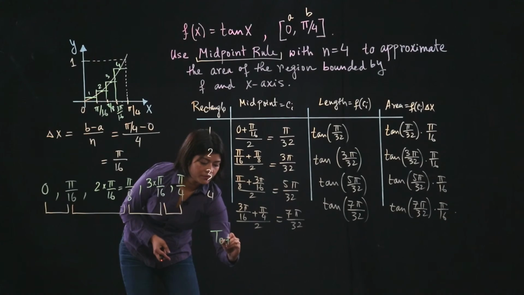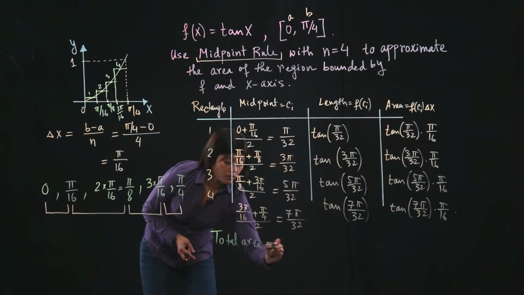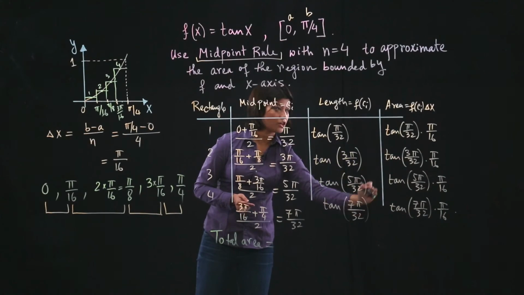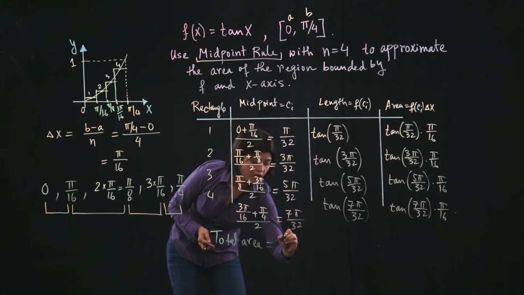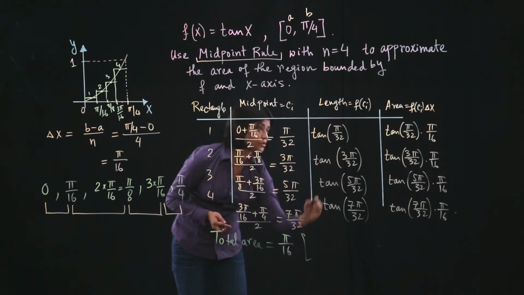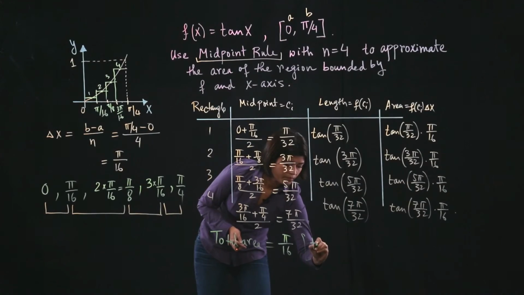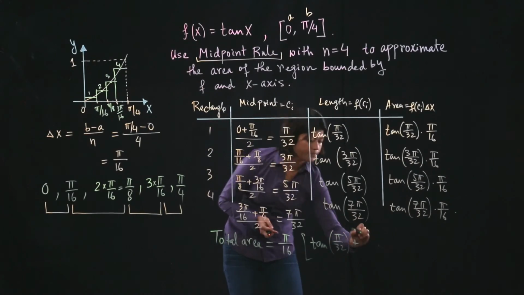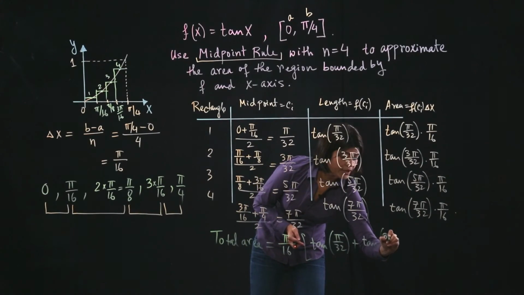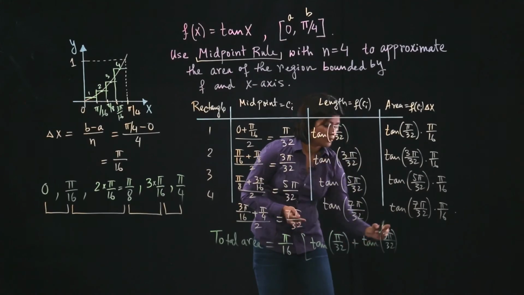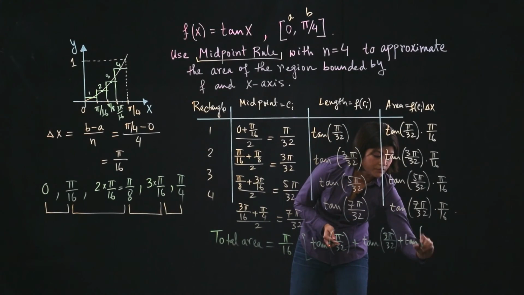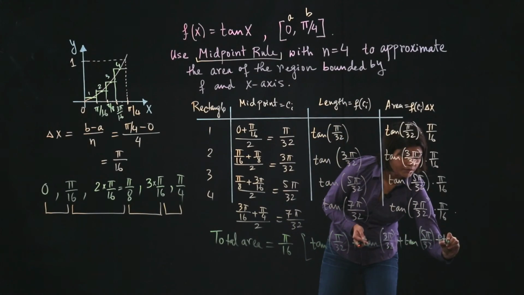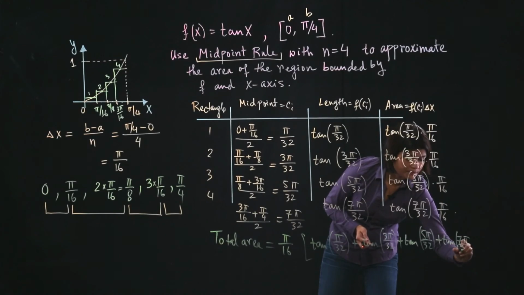So the total area of the four rectangles, you add all four values in the last column, and look, pi over 16 is a common factor. Pull that out and you just add the lengths. So tangent of pi over 32 plus tangent of 3 pi over 32 plus tangent of 5 pi over 32 and plus tangent of 7 pi over 32.